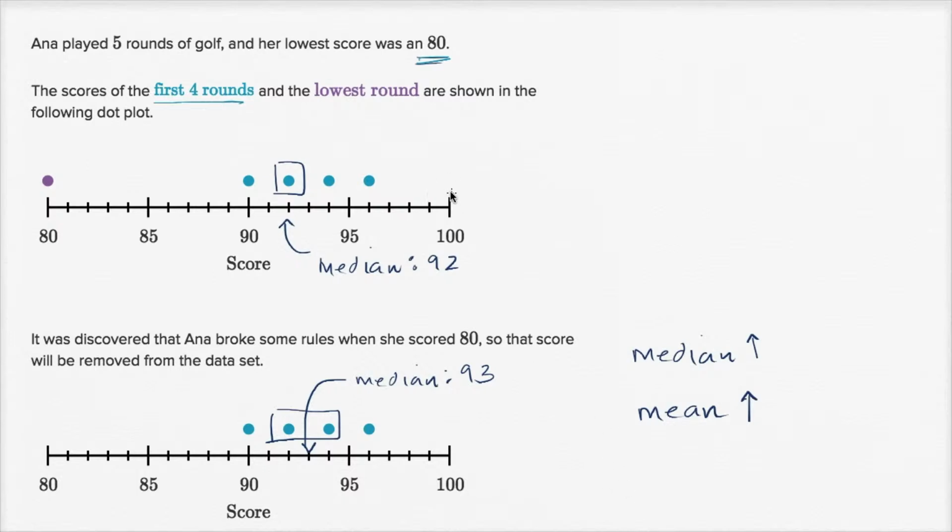If you remove a number that's larger than the mean, your mean is going to go down because you don't have that large number anymore. If you remove a number that's lower than the mean, you take that out, you don't have that small number bringing the average down, and so the mean will go up. So let's verify it mathematically.